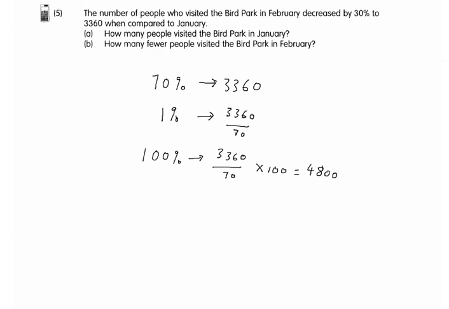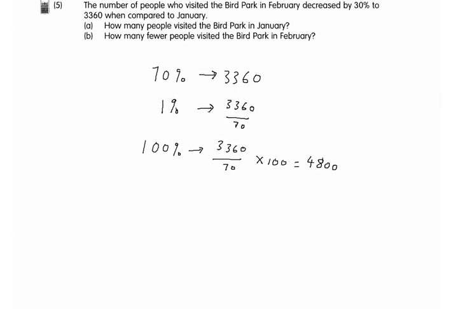Now we can move on to part B. How many fewer people visited the bird park in February? The second part is really simple. You can just use 4,800 minus 3,360. What do you get? 1,440, is it? 1,440. Okay, other than doing this, what's the alternative method, Leroy? Yeah, you can also use 3,360 over 70 times 30, right? Because we know that's the percentage that it decreased by, yes or no?